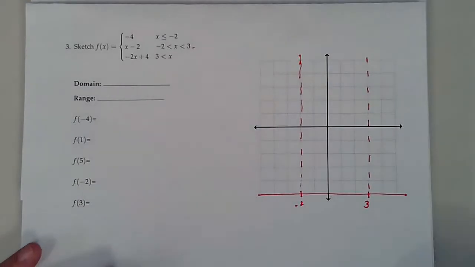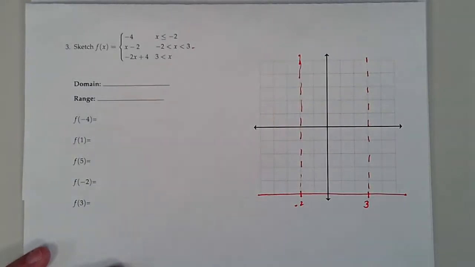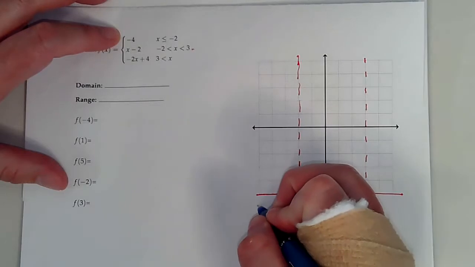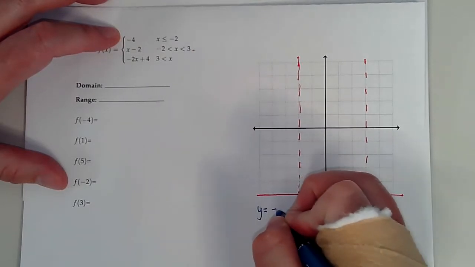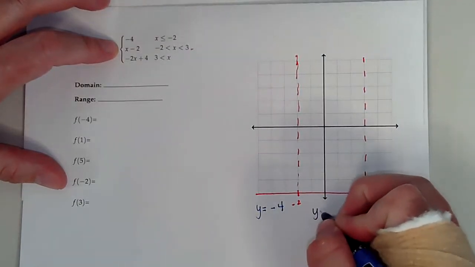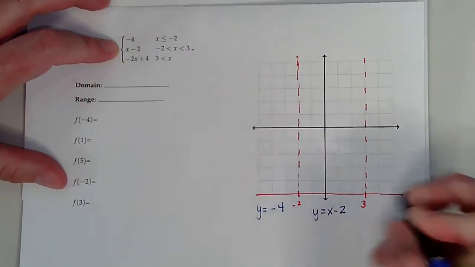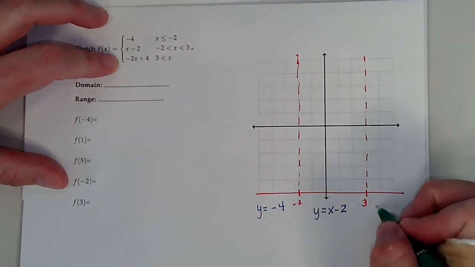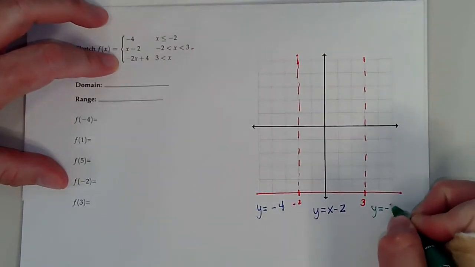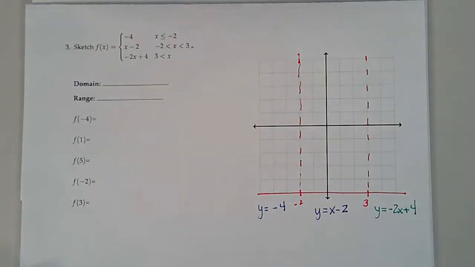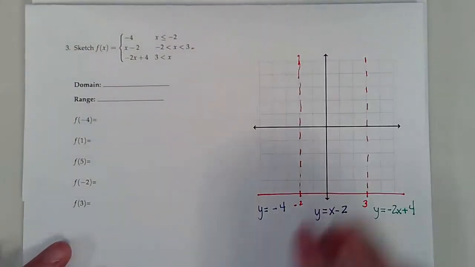And let's look at the functions that are going to control the graph in each piece. So for x less than or equal to -2, I have y is equal to -4. For x between -2 and 3, I have y is equal to x minus 2. And then for x bigger than 3, I have y is equal to -2x plus 4. Okay, so those would be the functions that fit in each one of these sections.